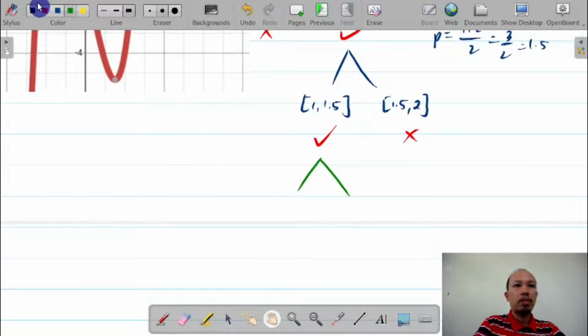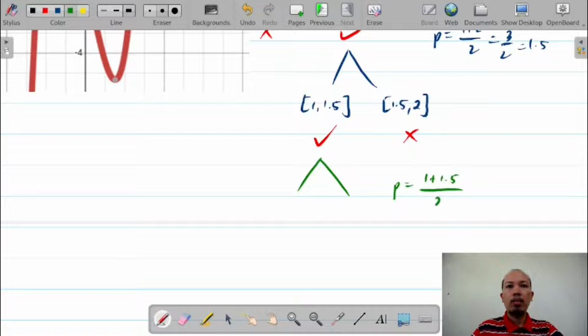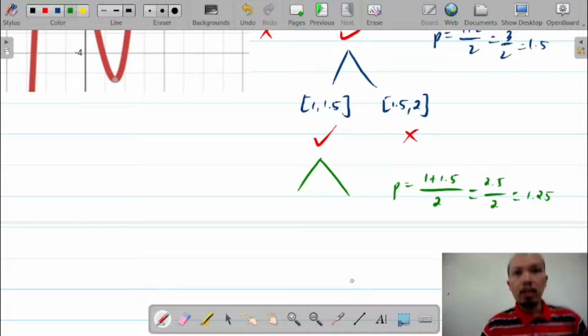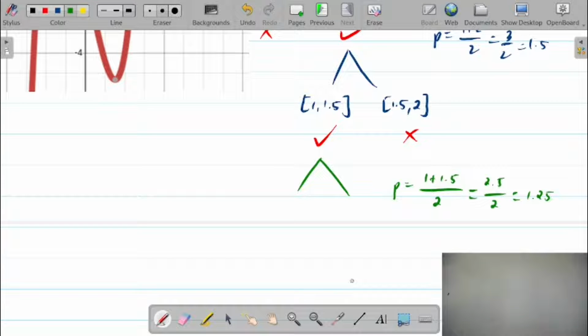What we will do here is p is equal to 1 plus 1.5 over 2. How much is 2.5 over 2? Let me get my calculator. 2.5 divided by 2, so that's 1.25.